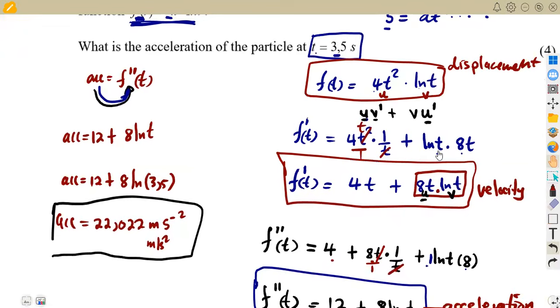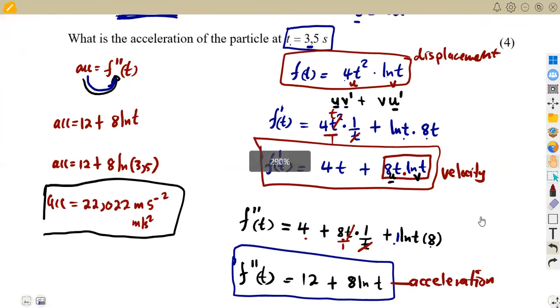So that is how we play around with this. If you can understand this, you are done. Displacement, first derivative of that, it's velocity. Second derivative is acceleration. So you can now find whatever by substituting the value of t that you are given here. All right, let us check another part of our question here.